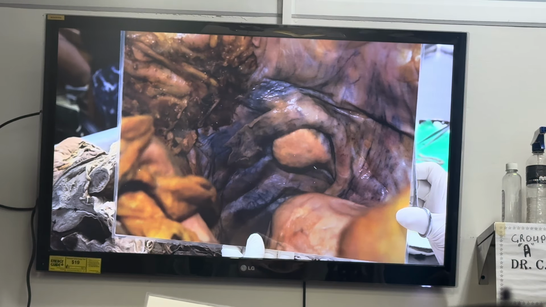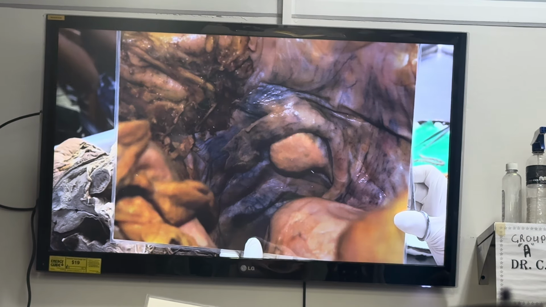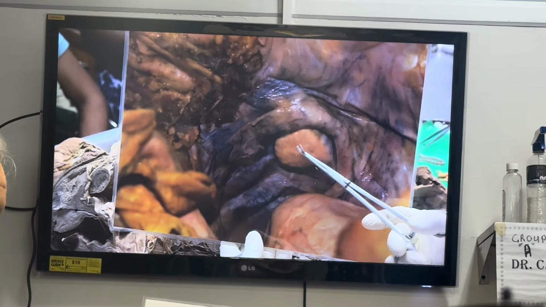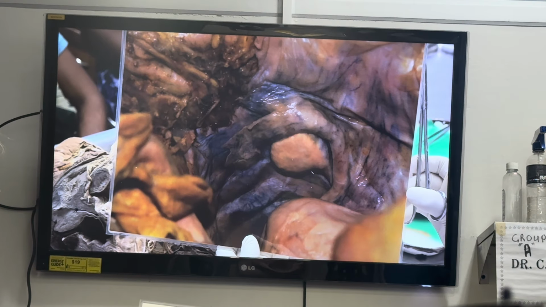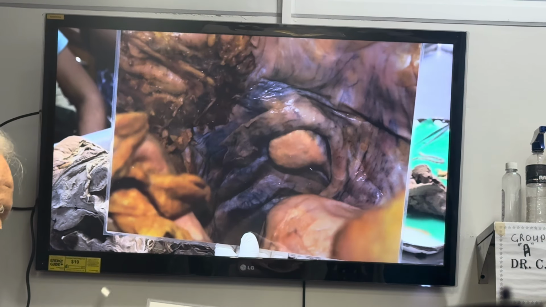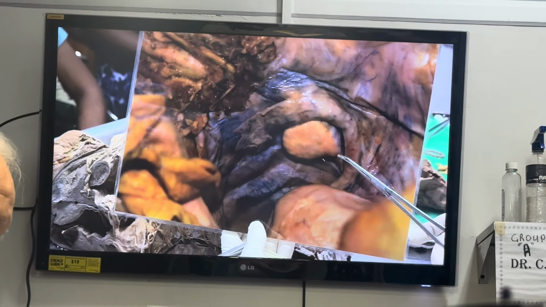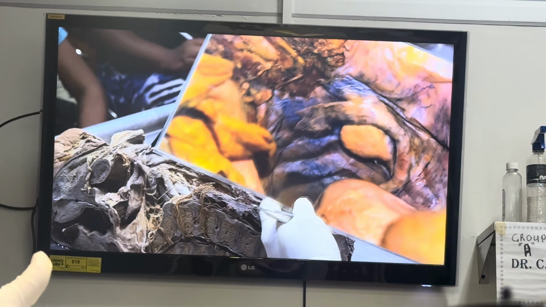Okay, this is the pelvis side view. And this thing here, that's the ovary, eh? And overlying it should be the tube, eh? So this was from a lady who had donated her body to medicine.